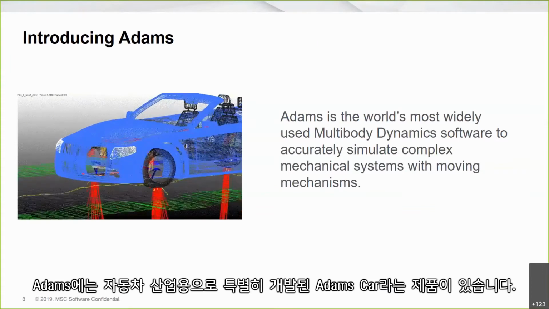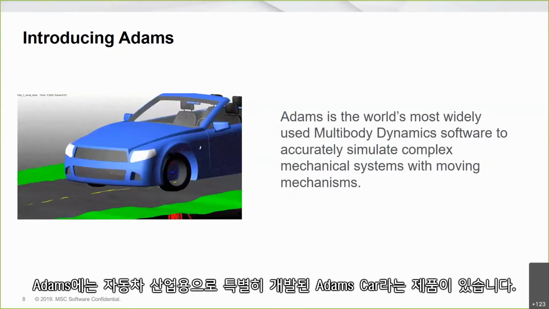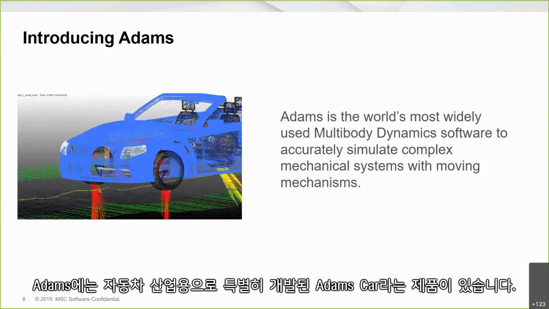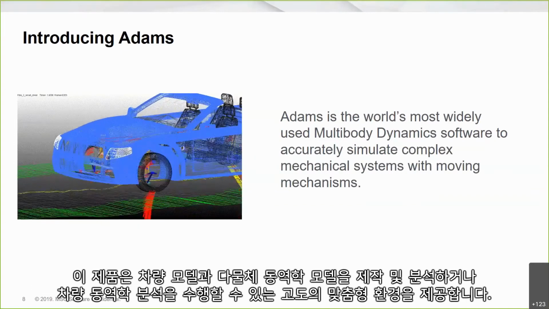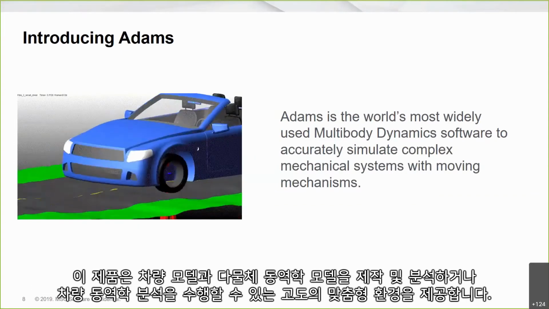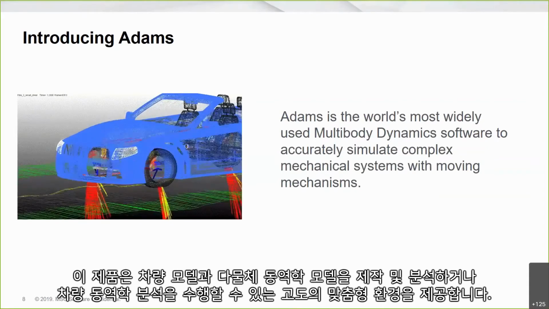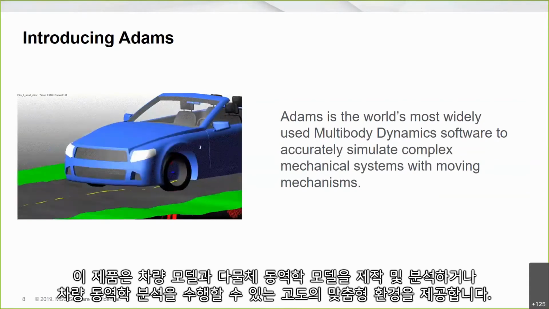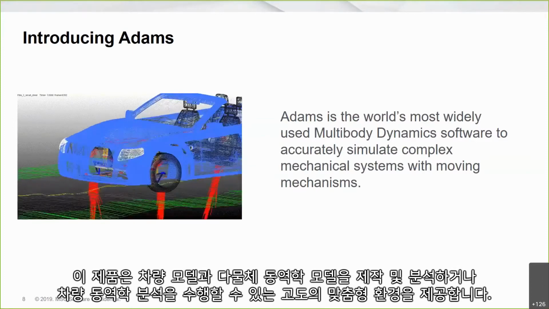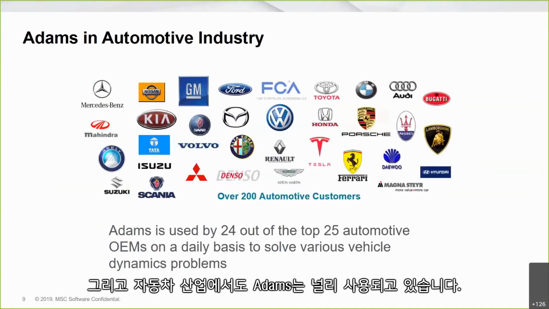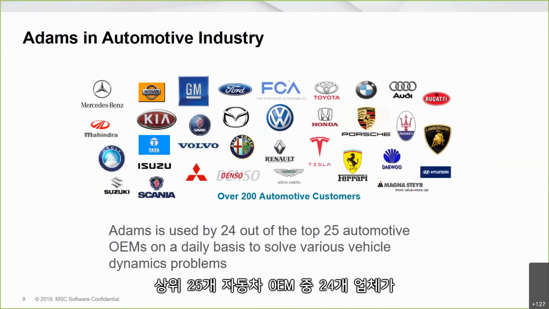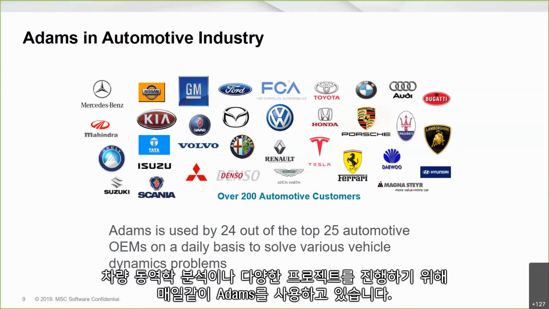There's a product inside Adams which we call Adams Car, and that is specifically developed for the automotive industry. It's a highly customized environment for you to create and analyze your full vehicle multi-body dynamics model, or perform vehicle dynamics analysis. In the automotive industry, Adams is also quite prevalent. It's used by 24 out of the top 25 automotive OEMs on a daily basis to do vehicle dynamics analysis or various other initiatives and projects.